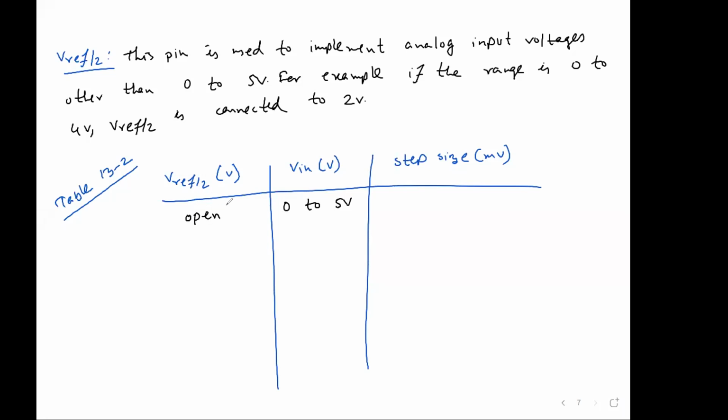Because this is the condition. This is given in the description of VREF by 2. In that case, our step size will be input voltage 5 divided by 256, which will remain the same as we have seen earlier. That is 19.53. Now, if the range is 0 to 4 volt, I should not write volt over here because it is already given at the top. Okay.